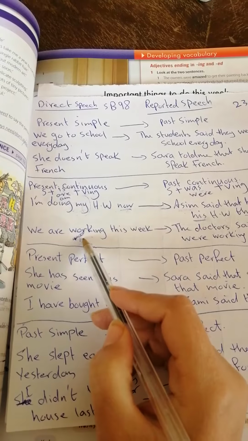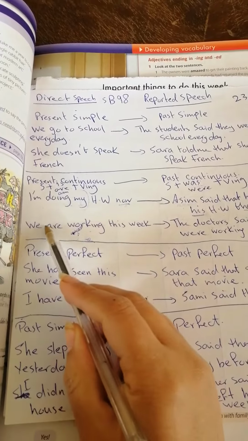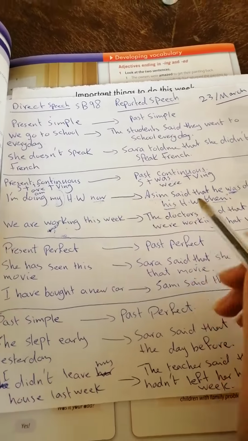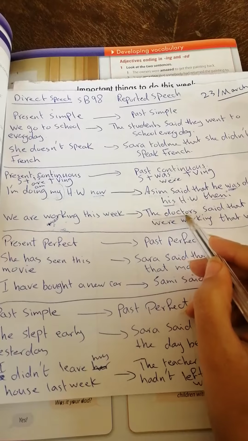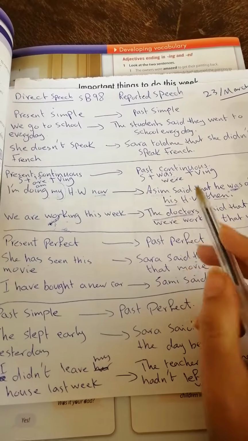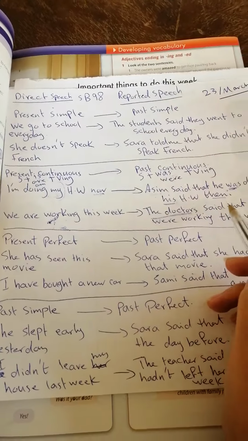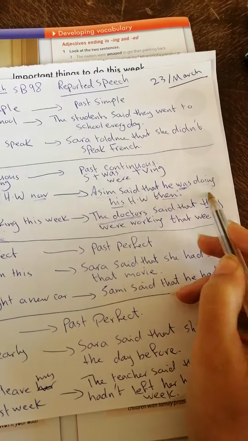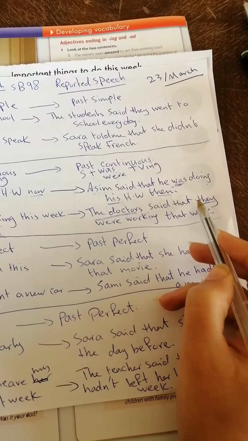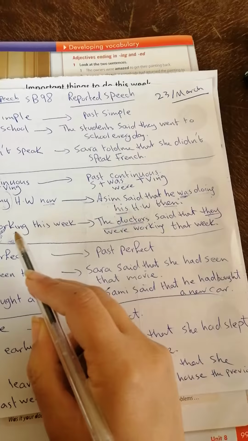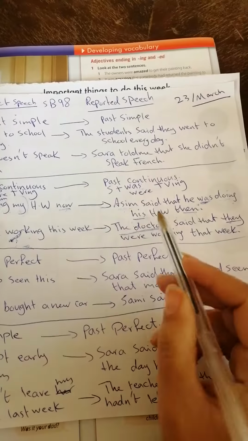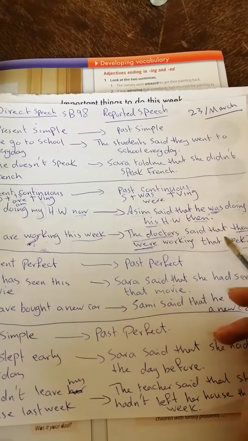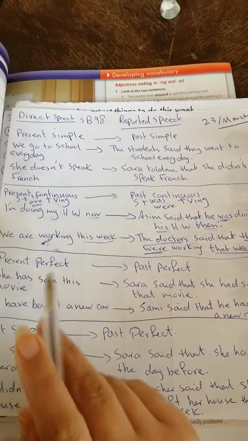We are working this week. Now who is the speaker here? The doctors. The doctor said that we change it into they because it refers to the doctors. That they, instead of are, we change it into were working. This week we change it into that week.